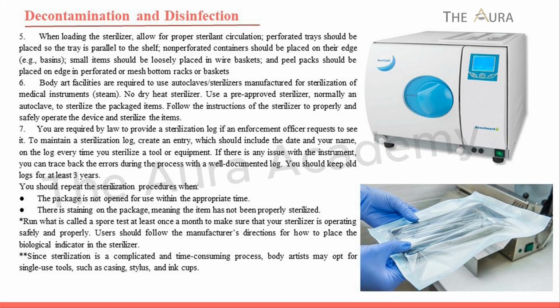When loading the sterilizer, allow for proper sterilant circulation. Perforated trays should be placed so the tray is parallel to the shelf. Non-perforated containers should be placed on their edge, like basins. Small items should be loosely placed in wire baskets, and peel packs should be placed on edge in perforated or mesh bottom racks or baskets.